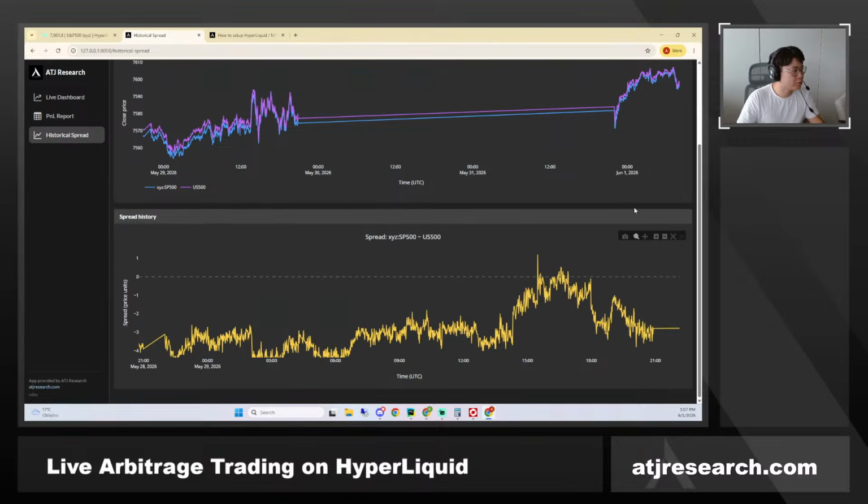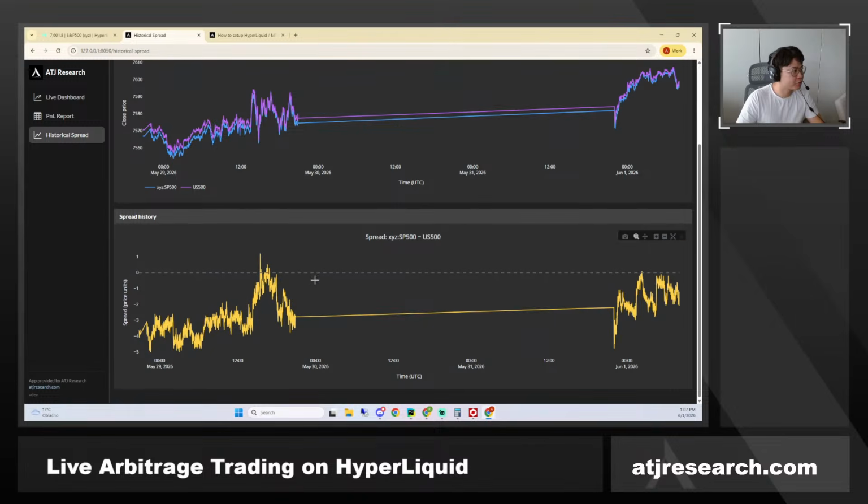Now you see how we made profit on Friday, because on Friday on S&P 500 we went long at -4, and then in the afternoon the spread increased to around 0, so we exited at around -1. That's how we were able to close our position in a profit.